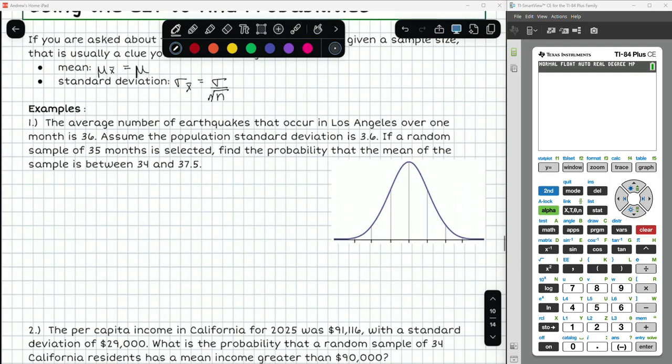So this first example says the average number of earthquakes that occurs in Los Angeles over 1 month is 36. Assume the population standard deviation is 3.6. If a random sample of 35 months is selected, find the probability that the mean of the sample is between 34 and 37.5.